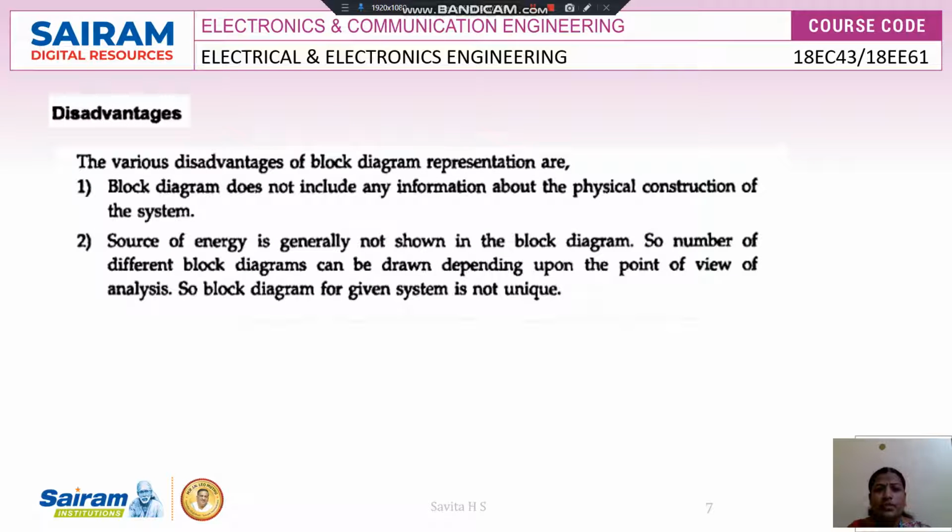So what are the disadvantages of the block diagram? Let us see. The block diagram does not include any information about the physical construction of the system. Source of energy is generally not shown in the block diagram. A number of different block diagrams can be drawn depending upon the point of view of analysis. So the block diagram for a given system is not unique.